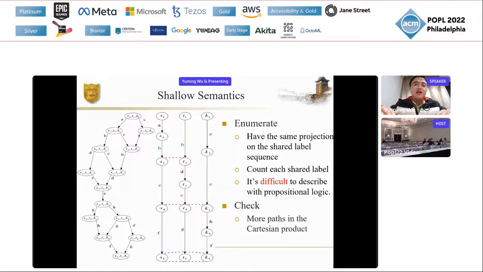The second is the shallow semantics. It is on the right. It only requires that all automata have the same projection on the shared label sequence. No extra stutter transitions will be added. Without the help of stutter transitions, it is hard to enumerate such paths because we need to count each shared label, so it is difficult to describe with propositional logic. But in this case, we just need to traverse only one path in the shallow semantics. It covers more paths in the Cartesian product.